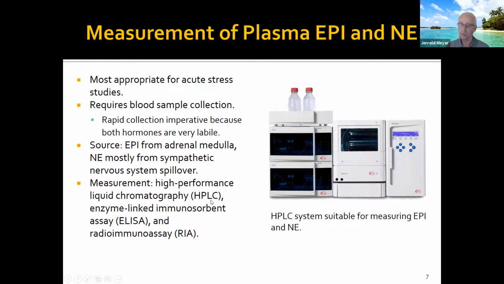And there are several different ways, if you're interested in the technology, either to set it up in your lab or if you're working with a collaborator. Routinely, these substances are measured using HPLC. This is an HPLC setup here, or by ELISA, or by radioimmunoassay. Those would be the big three ways of measuring these substances.